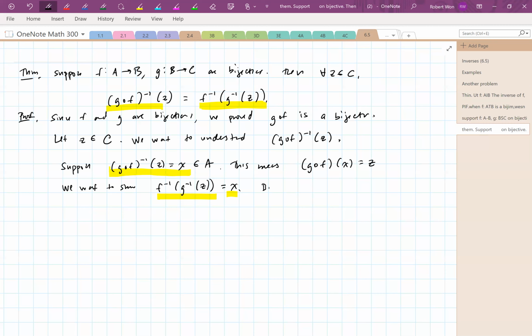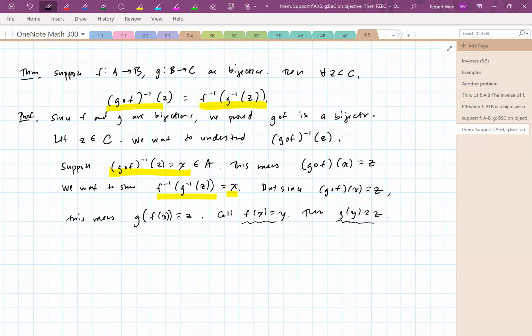Okay. But since G of F of X equals Z, call F of X Y, then G of Y is equal to Z. Right? Now, again, all these functions are invertible. So if I'm calling F of X Y and G of Y Z, then F inverse of Y equals X and G inverse of Z equals Y.